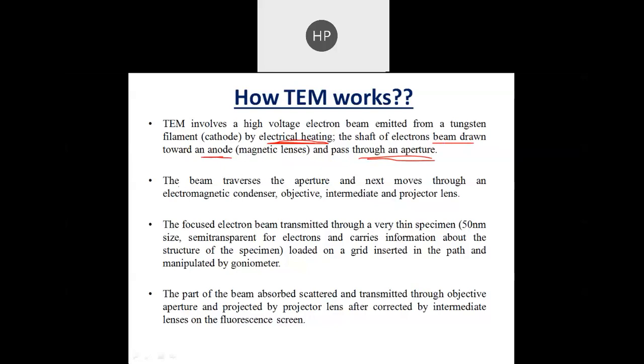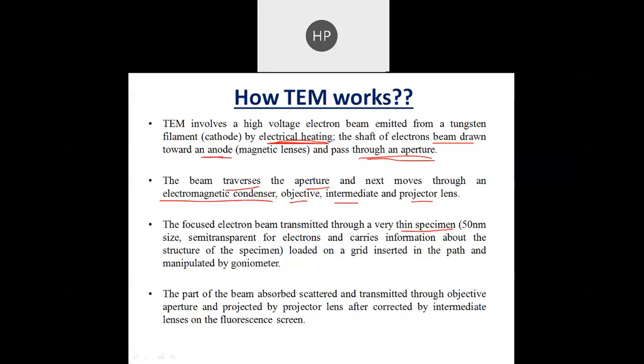Then the beam traverses the aperture, and next moves through an electromagnetic condenser. So now all these electrons pass through the electromagnetic condenser, then through the objective, then through the intermediate and projector lenses. Then the focused electron beam is transmitted through a very thin specimen.